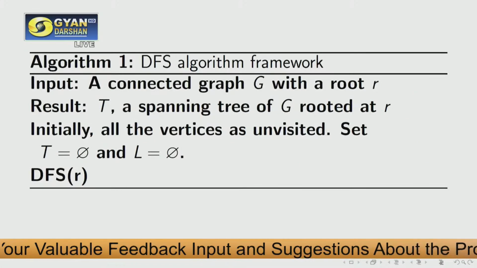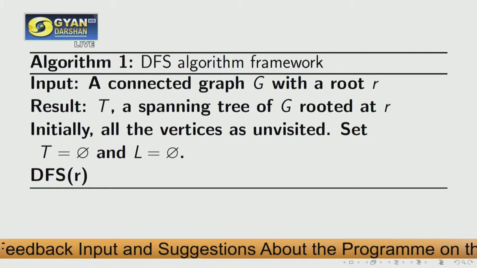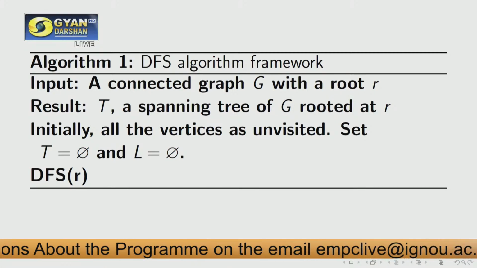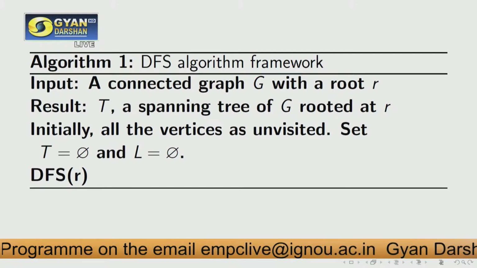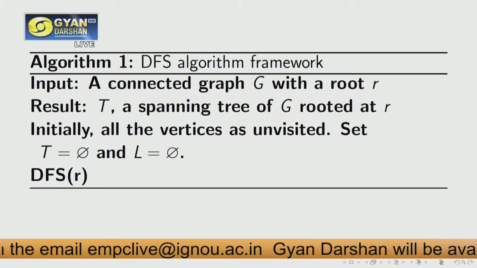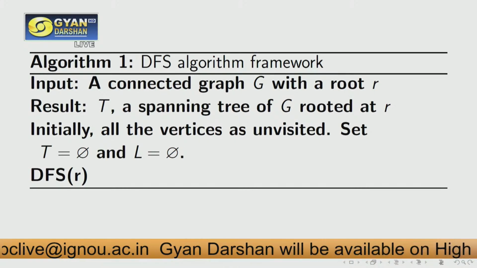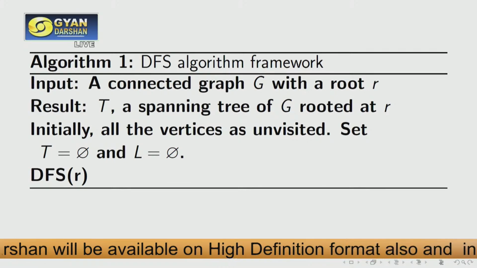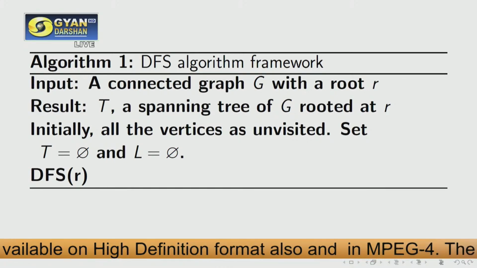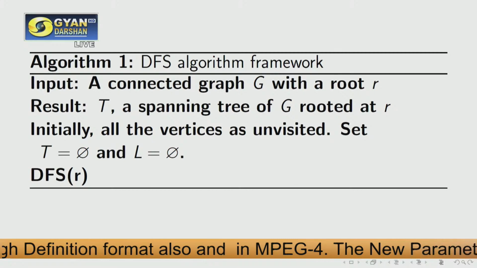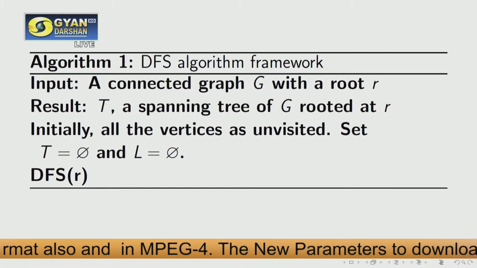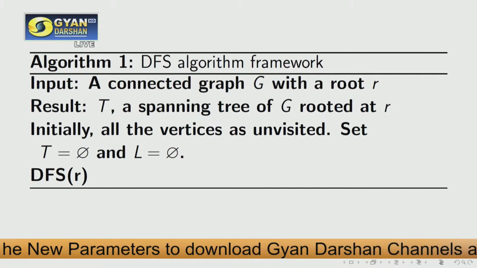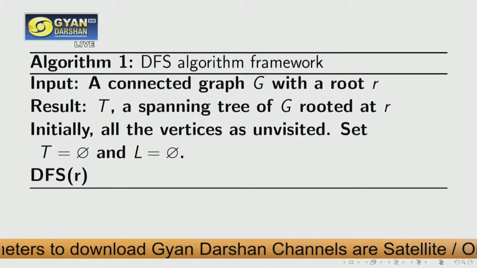The algorithm is given here. The basic framework is this. So the algorithm just takes a connected graph G with the root R, and the result is a spanning tree of G rooted at R. So you must know what a spanning tree is. A spanning tree of a graph is just a tree which is a spanning subgraph of the original graph.